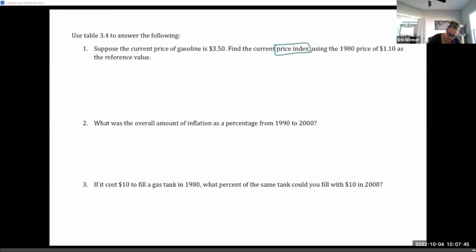So to find your index number, we do the money now divided by the money in 1980 times 100. So plugging in, we're going to have $3.50 now over $1.10 in 1980 times 100.